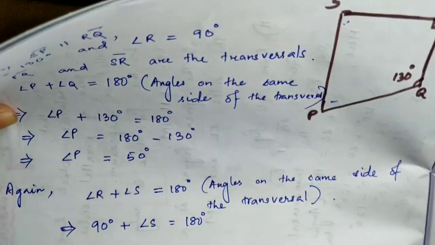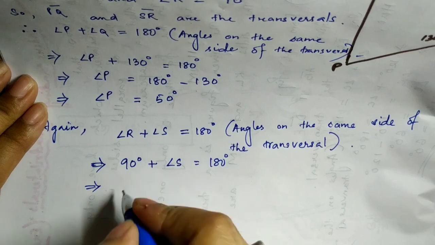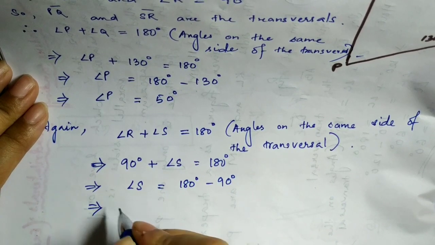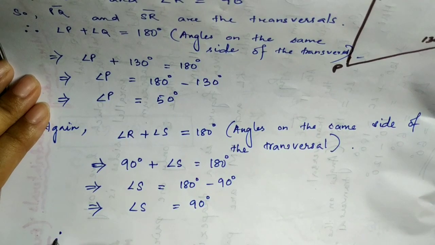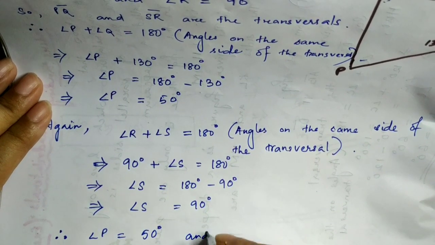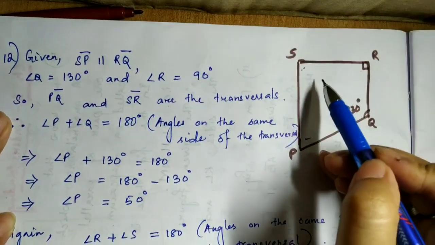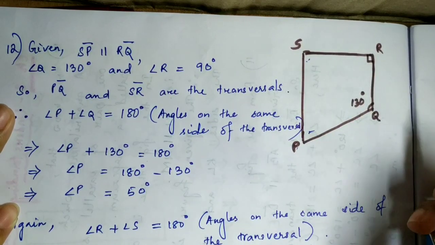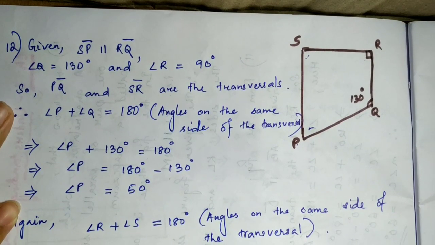Sorry, let's see this one. So please see this. Angle S is equal to 180 degrees minus 90 degrees. This implies angle S is equal to 90 degrees. Now we have both of them. So therefore angle P, which I was asked to find, is equal to 50 degrees, and I have also found angle S is equal to 90 degrees. If you add all of these, P is 50 degrees, S is 90 degrees, 90, 90, you will get 360 degrees, because the sum of all the angles of a quadrilateral is equal to 360 degrees, which you have already done.